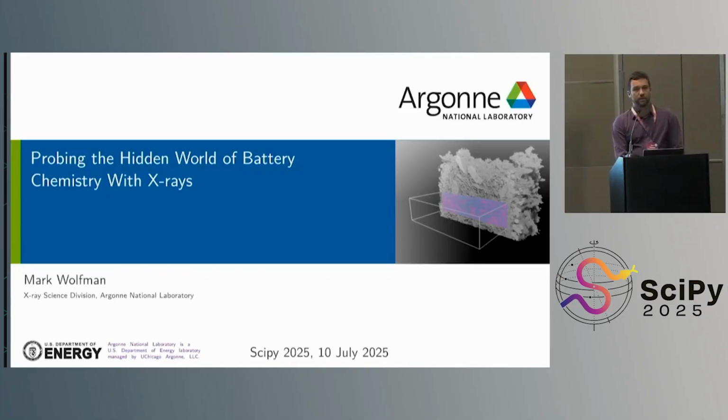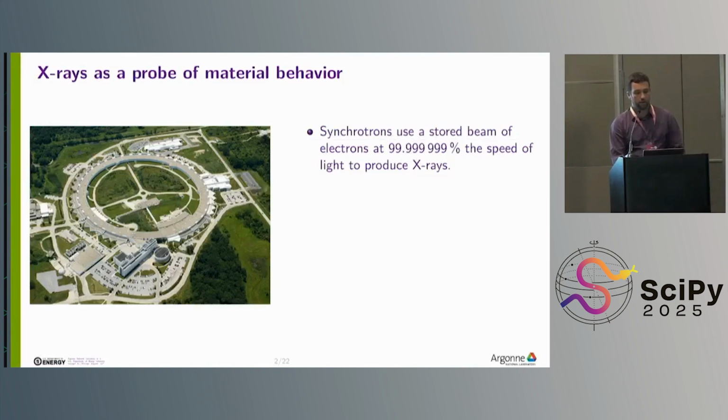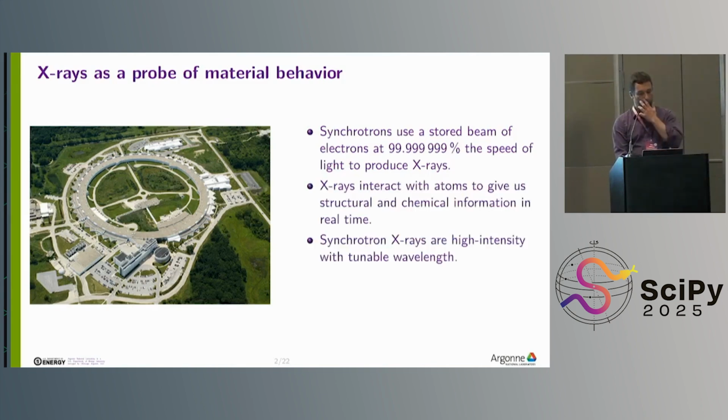So I'm a beamline scientist at the Advanced Photon Source at Argonne National Lab. What that means is we have a synchrotron that is a 1 kilometer circumference electron ring. These electrons are going very fast, and as they bend around the corners of the ring, they give off these high-intensity X-rays. And these X-rays are useful to us for doing various characterization experiments.